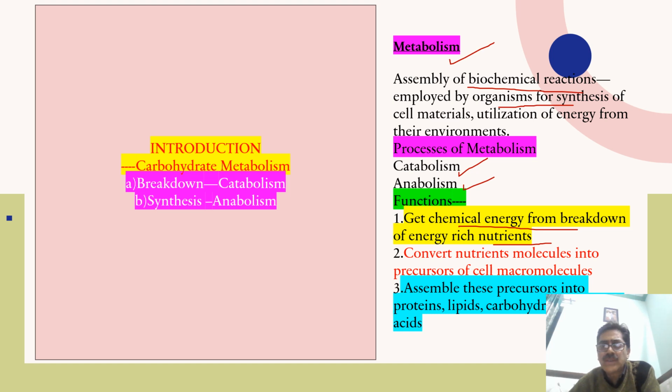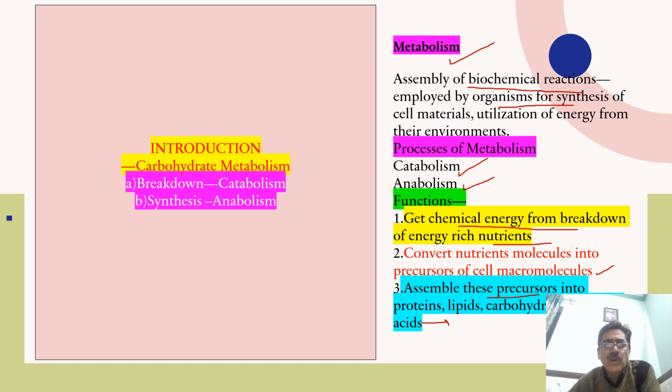Now we have to convert these nutrient molecules into precursors of cell macromolecules, because unless we subject proteins or carbohydrates to degradation, important cell molecules like DNA etc. would not be generated. Later on, we have to assemble precursors of these macromolecules like proteins, lipids, carbohydrates in the formation of important cell molecules, for example nucleic acid. Nucleic acids contain nitrogenous bases, adenine, guanine etc.